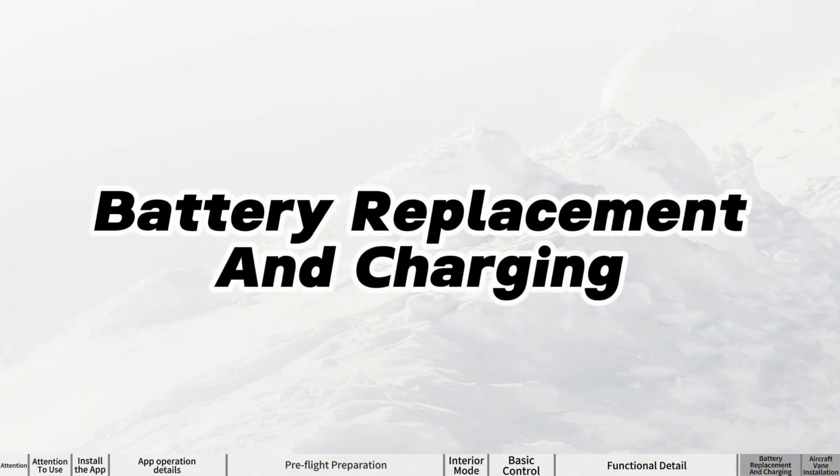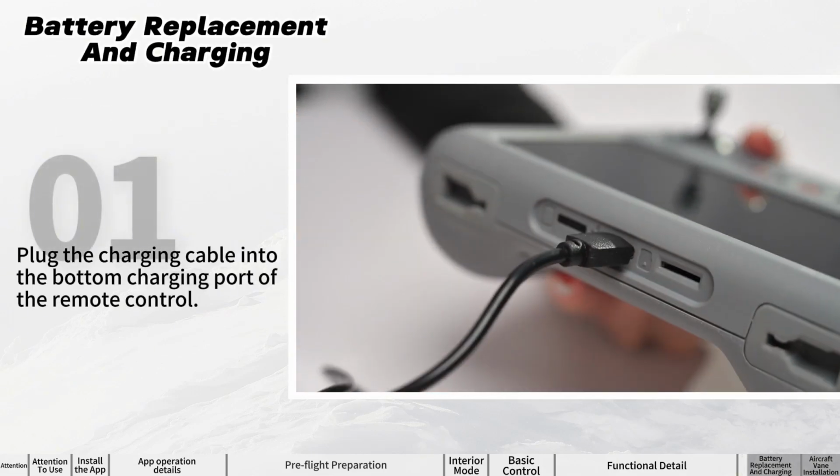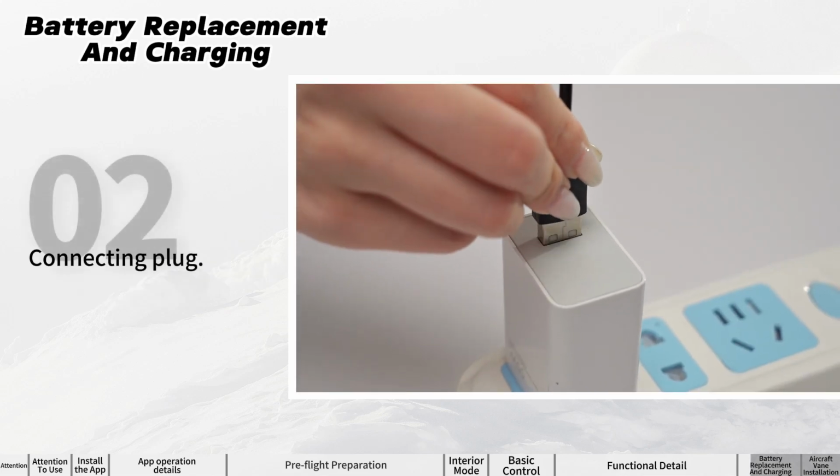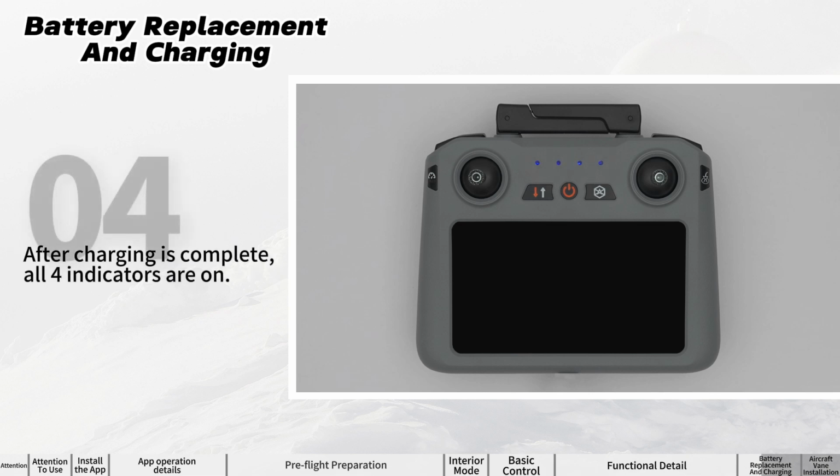Battery replacement and charging. Plug the charging cable into the bottom charging port of the remote control. Connecting plug. The remote control indicator blinks from left to right during charging. After charging is completed, all four indicators are on.